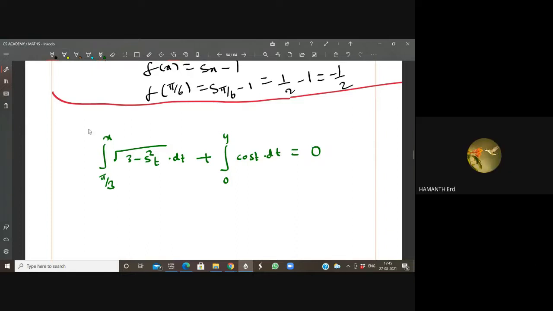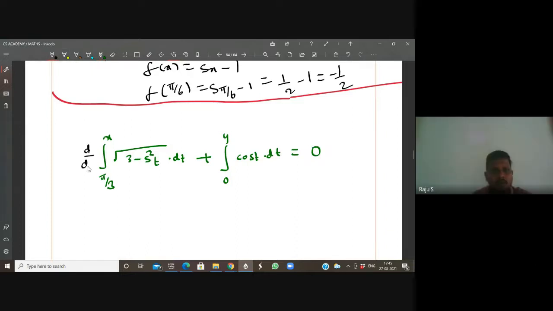Now I want to differentiate with respect to x, dy by dx. Here also d by dx, right side also d by dx. Differentiate with respect to x. Okay, fine. These two cancel, these two also cancel.